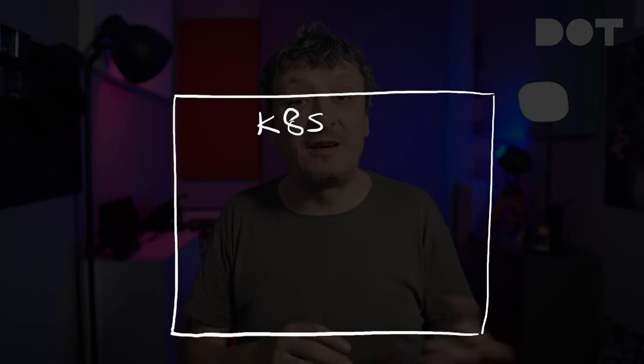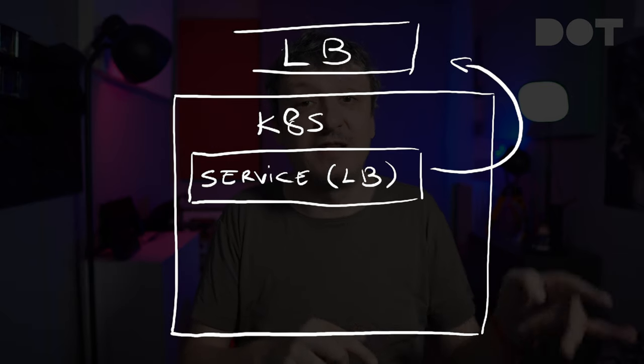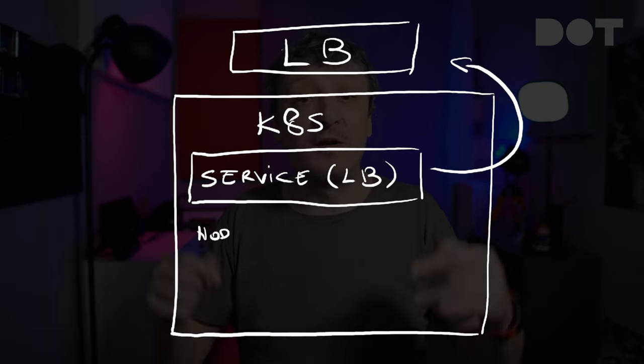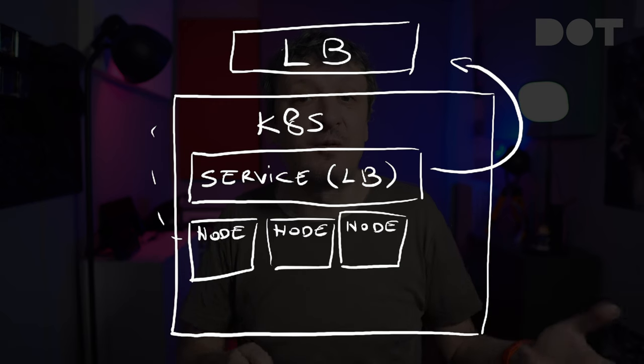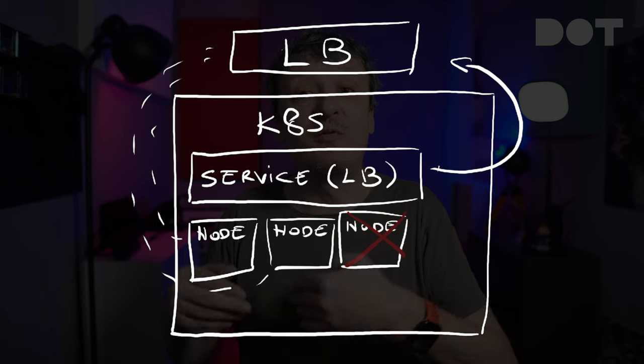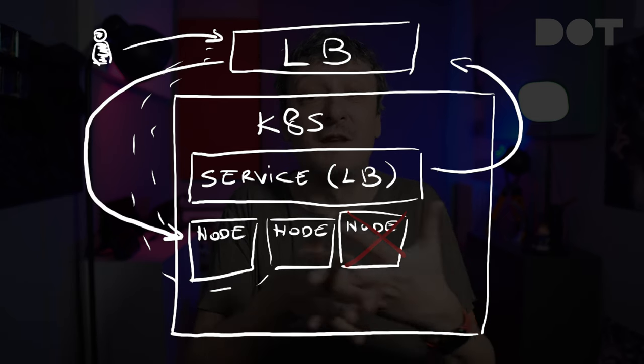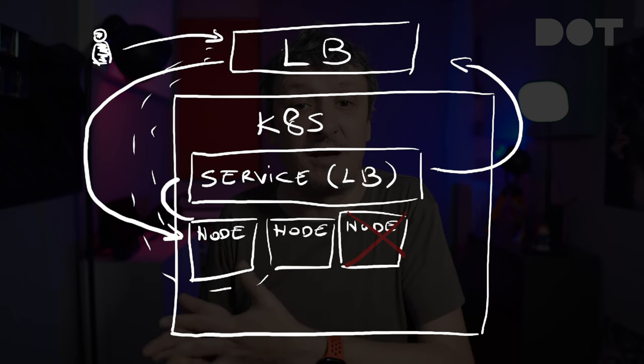So here's what we did and what happened. We created a load balancer service, which in turn instructed the provider to create an external load balancer, which always has up-to-date information about worker nodes of the cluster. If a node goes down, that node will be removed from the list, so requests sent to the load balancer will always be forwarded to one of the healthy nodes.